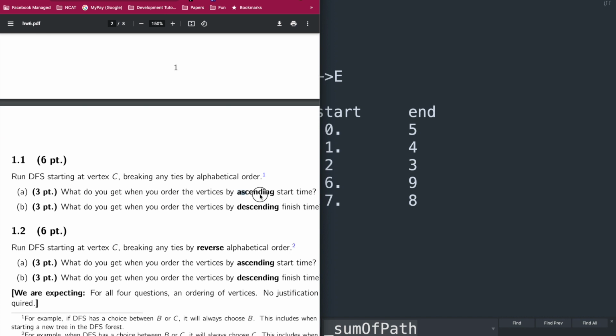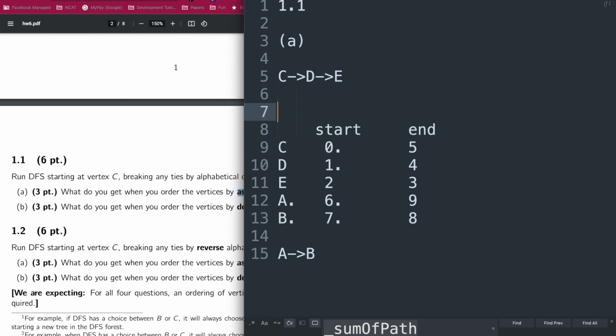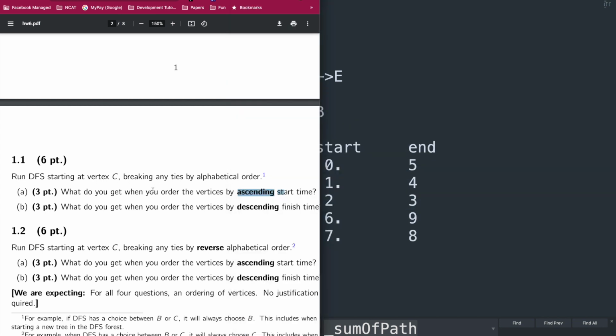All right, so knowing this, the first question asks you, what do you get when you order the vertices by ascending start time? So that means 0, 1, 2, 6, 7. So we actually get C, D, E, A, B, right? We're sorting them by ascending start time. So basically, in what order did you enter the nodes, right?